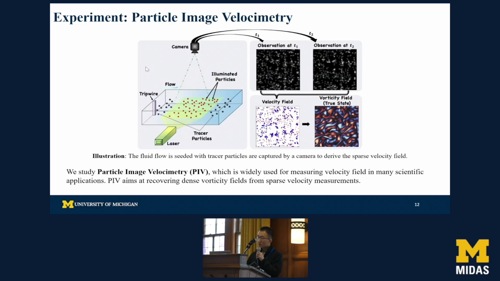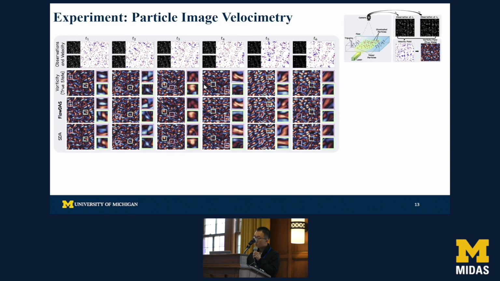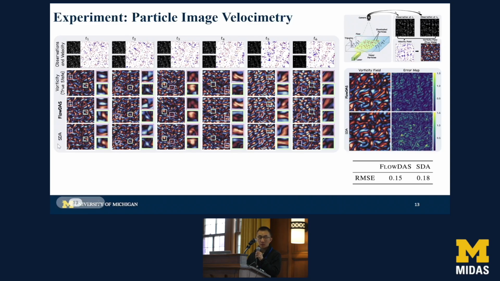And finally, we also tested on some real applications. This is a collaboration with my collaborators, and we tried on a PIV task, PIV being a device used for measuring the velocity field in many scientific applications. What we show is that by using flow-DAS, again, we can achieve better performance compared to the existing diffusion model-based method. And this is a result on the super-resolution task in PIV.